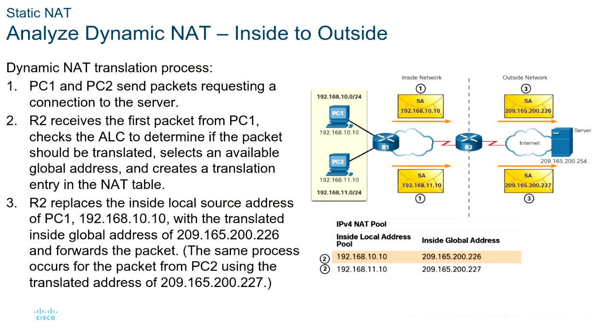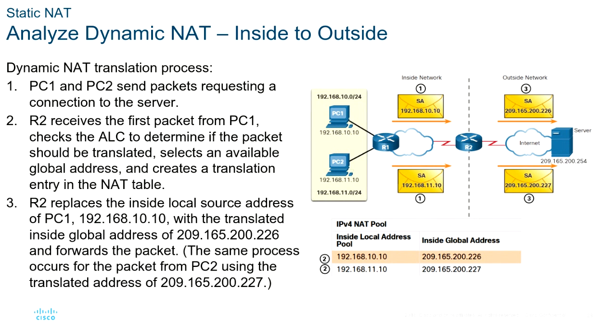So 2 PCs, now they're on the left side where they belong. PC1 and PC2 are both sending something to outside servers. PC1 and PC2 both send packets to the default gateway router R1. The router receives a packet from PC1 and checks the access control list to see if it's an allowed address. In this case, it was. It was 192.168.anything. He selects an available global address and creates a translation entry in the NAT table.